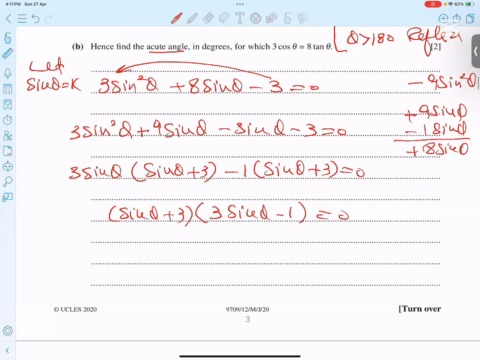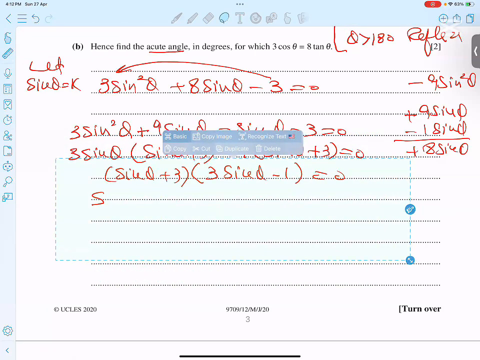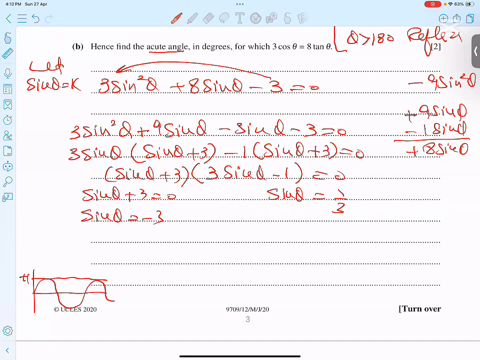I got two answers. Sine theta plus 3 equals 0, so sine theta is equal to -3. Second option, sine theta is equal to 1/3. Do you know, students, our values of sine and cos stay in the limit of 1 and -1. Highest value +1 and the lowest value -1. So -3 is below -1, so no solution.